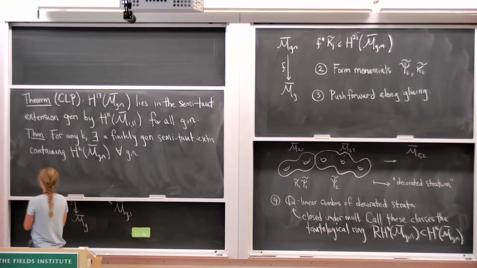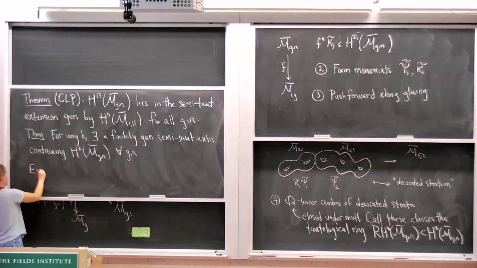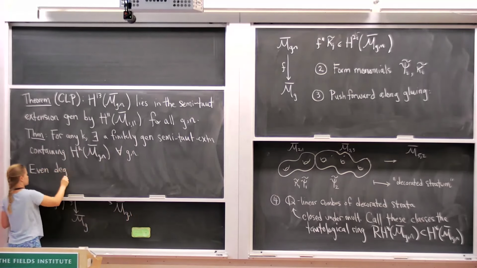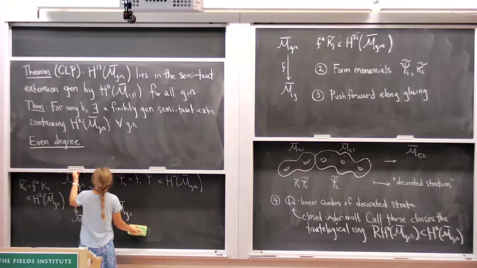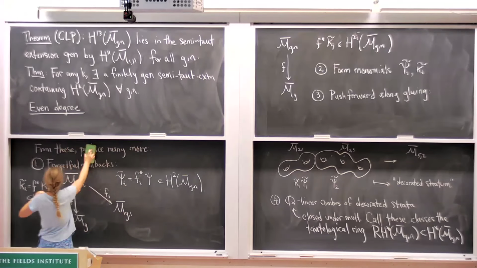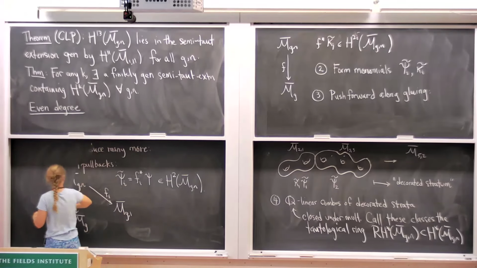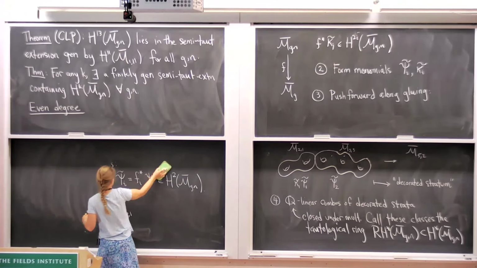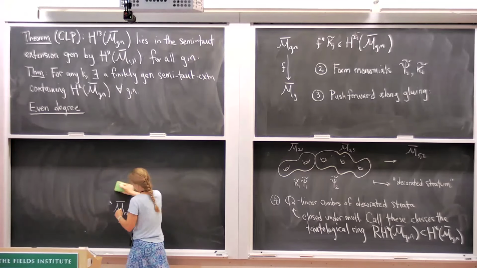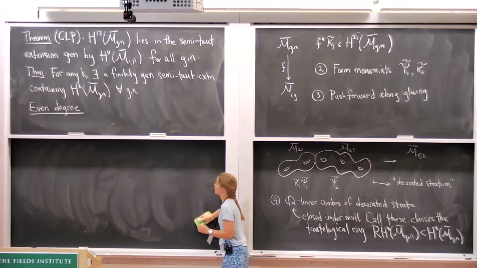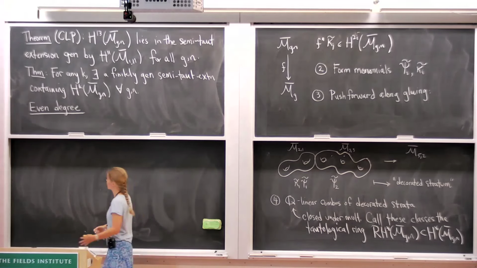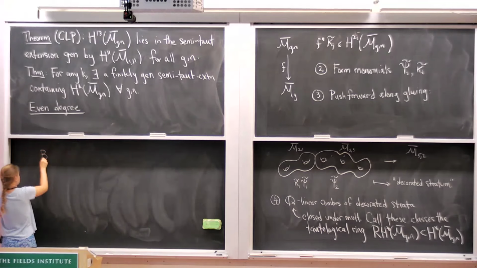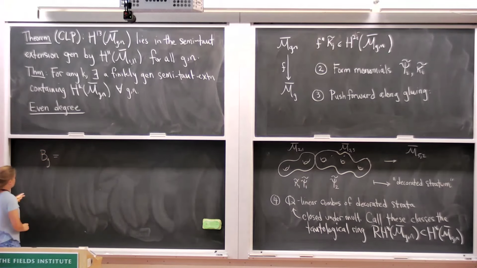All right, so I'll end by saying a bit about even degrees. So far, all of the non-tautological classes that I've shown you live in odd degrees. But it turns out there are also some known non-tautological classes in even degree. And these have a very geometric origin.